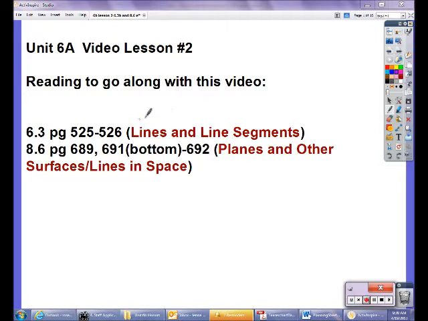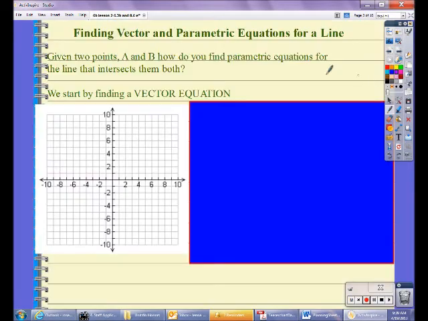We're going to be learning how to write equations for lines and line segments, planes and other surfaces, and then lines in space, but mostly the lines and planes. The difference in these equations is they're going to be vector and parametric equations. Now you're thinking, why are we having to learn two types of equations at once? It's because it's really easy to go between them.